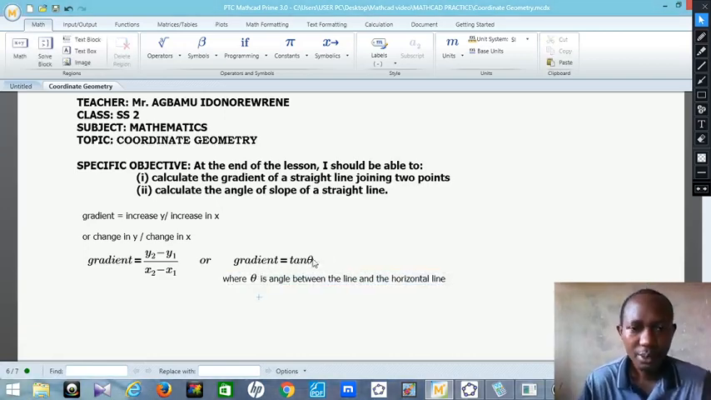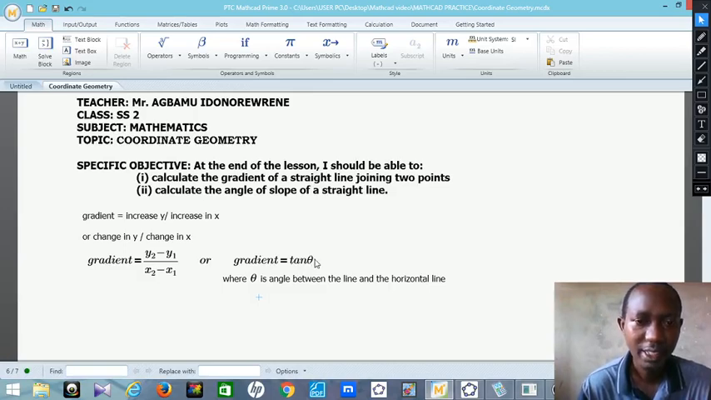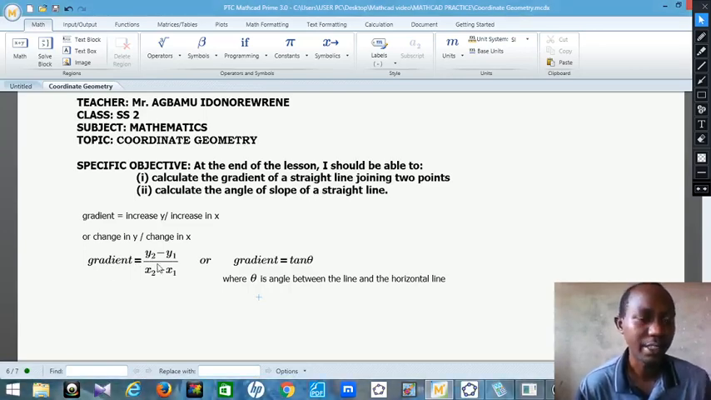So this angle here, this theta now, if gradient is known, they can tell you to calculate the theta. So by getting the theta, that is the angle of slope of the line. They say, what is the angle of slope of the line? That means you need to get the gradient first. After getting the gradient, then you find the angle, that is the theta, using this formula. Or they can give you the angle between the line and the horizontal, and tell you to find the gradient. So you can use this also. Or you can just use this directly if the gradient is asked.